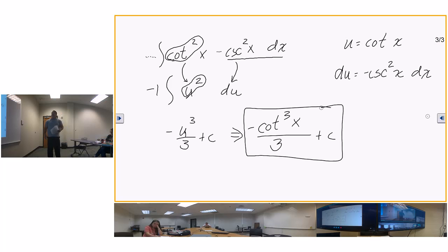Okay, this is a good one. I like this next one. I don't think we did it. We may have, I don't know. Did we do the antiderivative of x times the square root of x minus 1? I don't think we did.